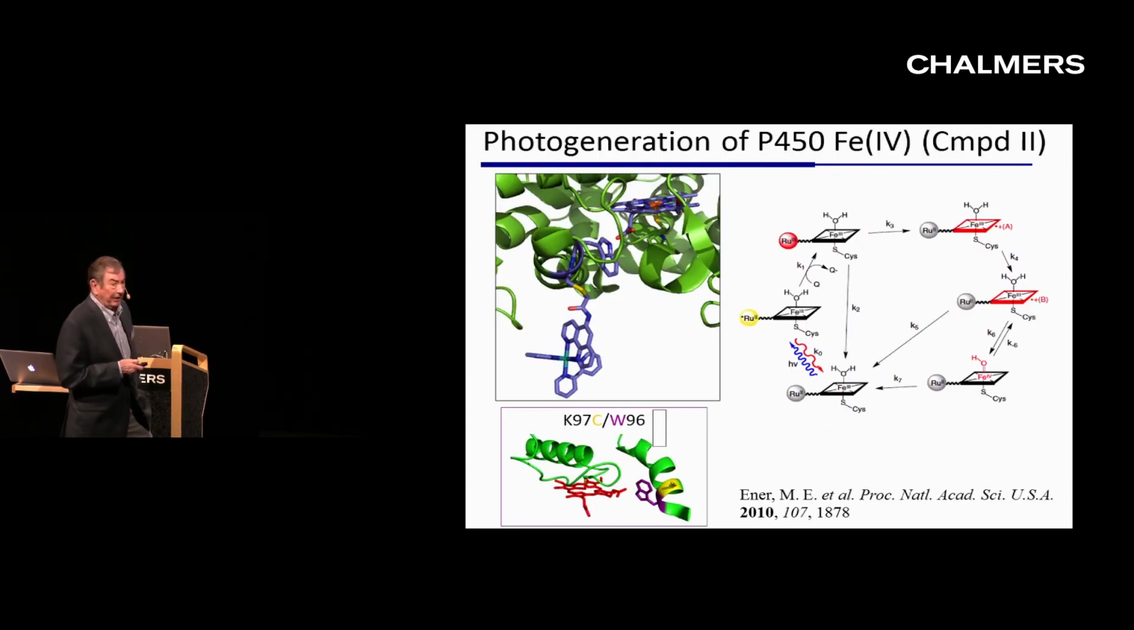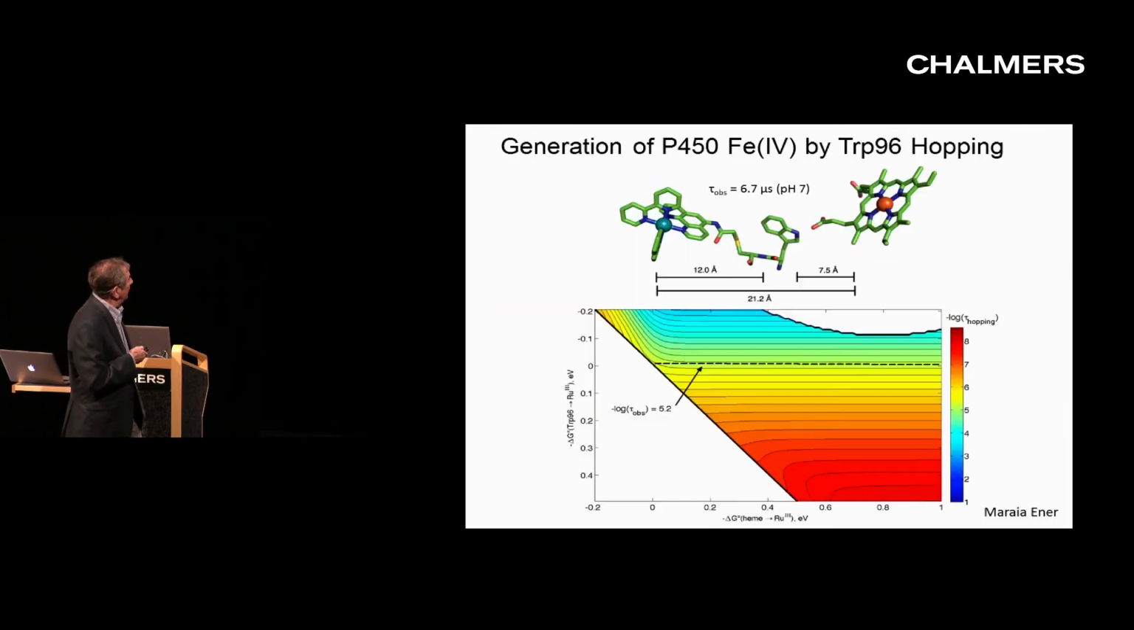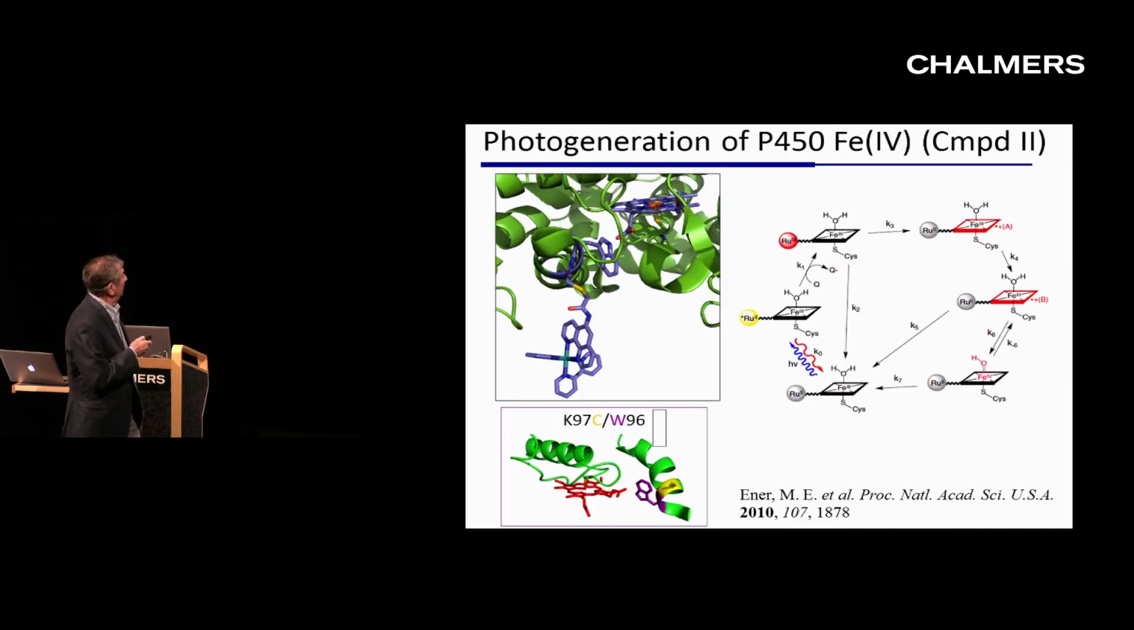Then we focused our attention on using this trick of generating holes deep into enzymes through hopping. We decided to work on cytochrome P450 and put our probes in P450 next to tryptophan, so we could flash quench these things and generate a hole deep into P450 to generate compounds 1 and compound 2, which Mariah Enner showed that we could do.